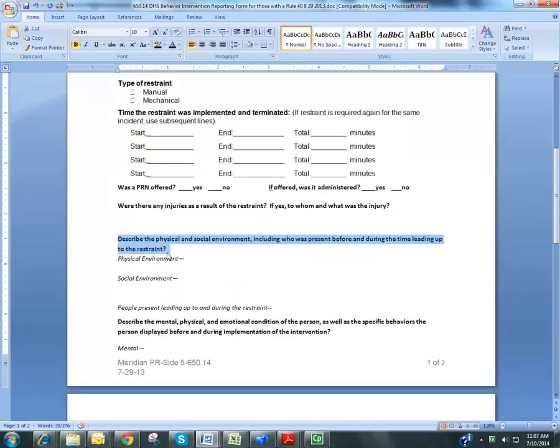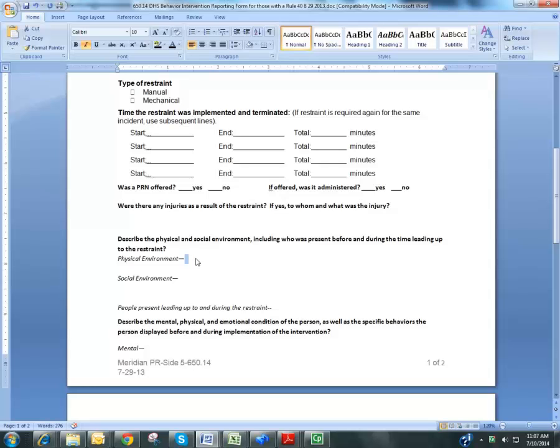Next, you will describe the physical and social environment where the person was at shortly before the restraint. And this should include the people who were present leading up to and during the restraint. When you are talking about the physical environment, you want to include things such as the general location of where the person was, what kind of room was it, what kind of facility was it, if they were out in the community, what was the area like.